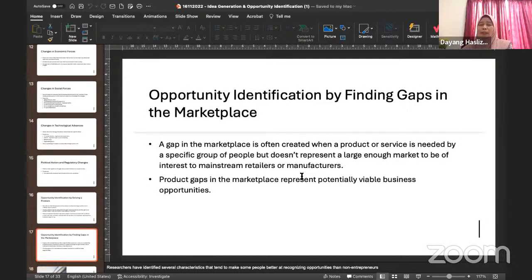Next, opportunity can also be identified by finding gaps in the marketplace. For example, product gaps. There is a lot of fast food. For example, we have burgers, a lot of tasty burgers available, but not everyone can consume beef. So these people have to make do without burgers because they cannot take beef.